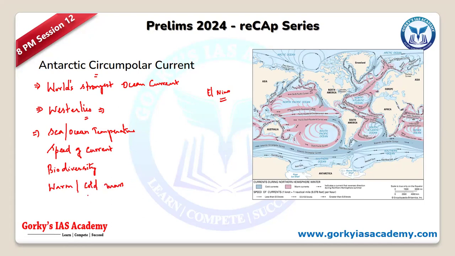Then it also has an impact on the ice sheets, right? Because this strong current creates a drift, so we call it a drift current. When they drift, naturally they will have a large impact on ice sheets. In Antarctica, ice sheets are there. We have discussed before that we have ice sheets, ice shelves, and icebergs. So naturally it will have an influence upon them.